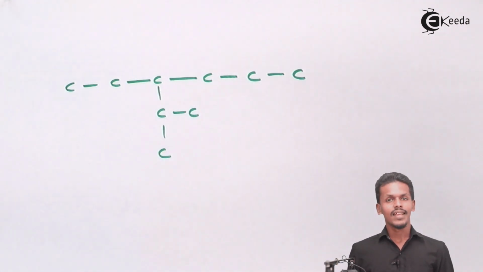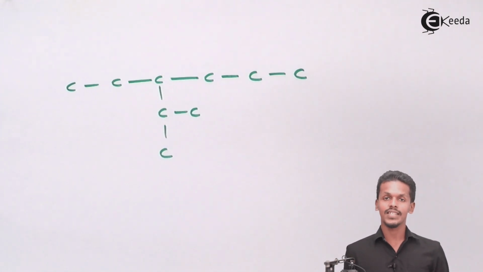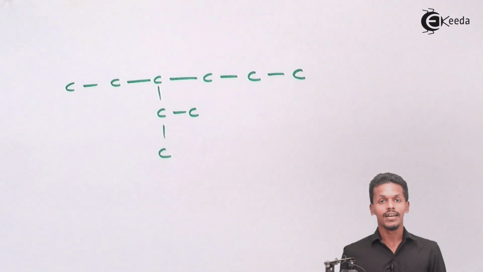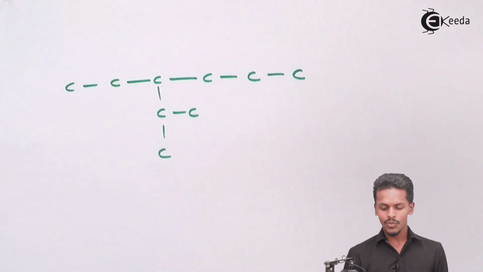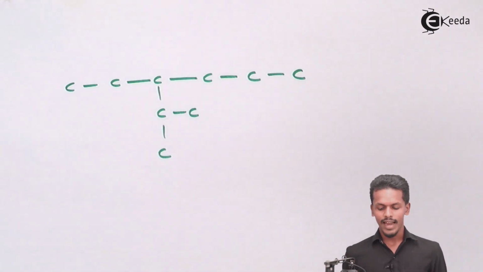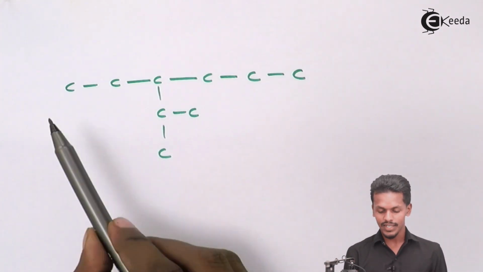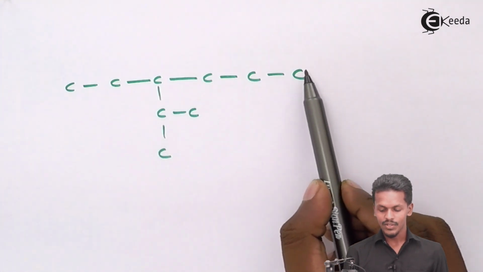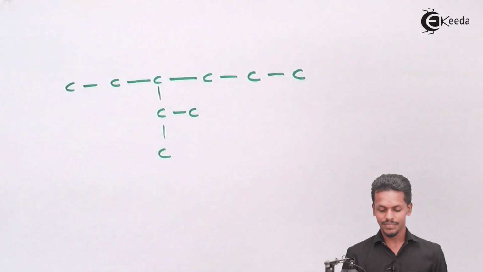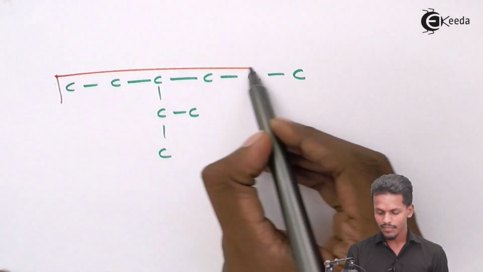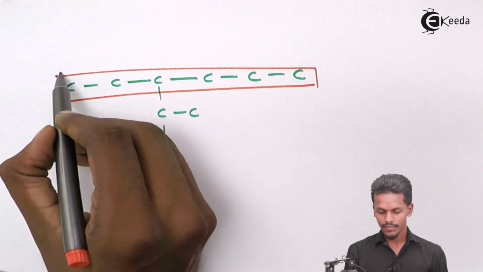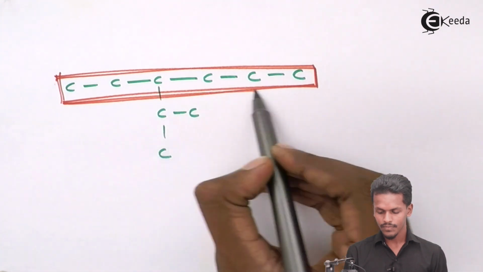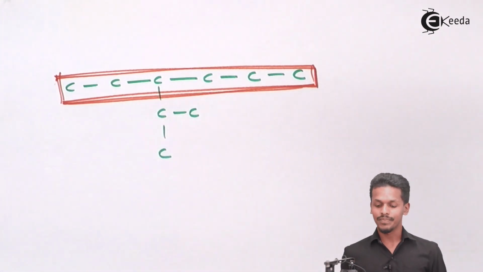As per the first rule that we have observed, we have to choose the longest continuous chain, and we could bend that also. So if I have to choose the number, I could choose it in this manner also, that is 1, 2, 3, 4, 5, 6. So this is the 6th carbon atom that I have observed. So this could be the straight chain.